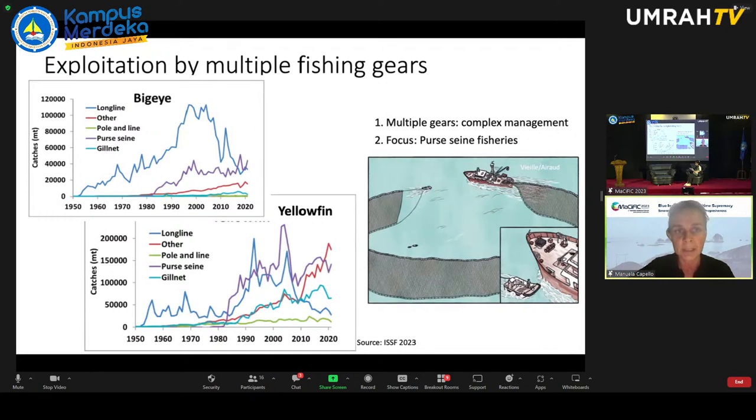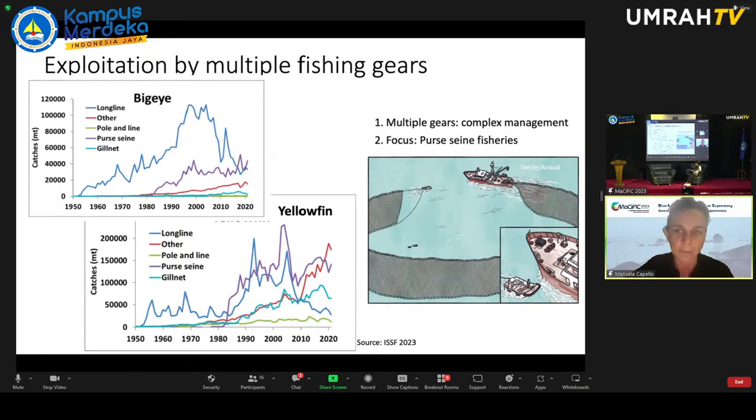In particular for bigeye and yellowfin tuna, in the past, the major fishing gear was the longline, but in recent years there were high levels of catches by the purse seine fisheries, which are represented here in the graphs through these violet curves. In the rest of my talk, I will focus on the purse seine fisheries.